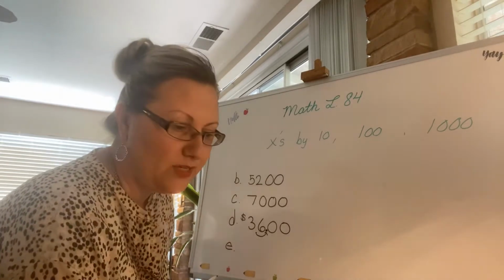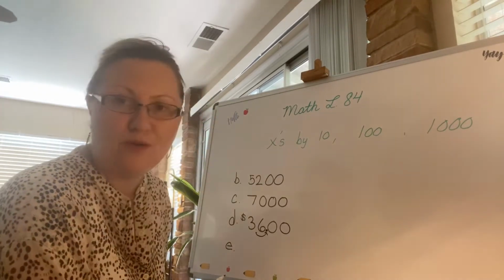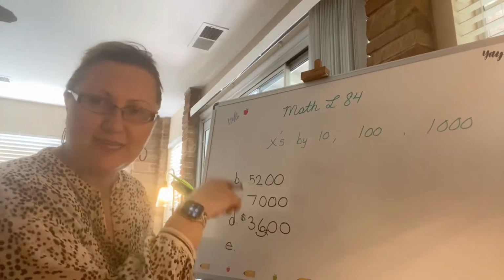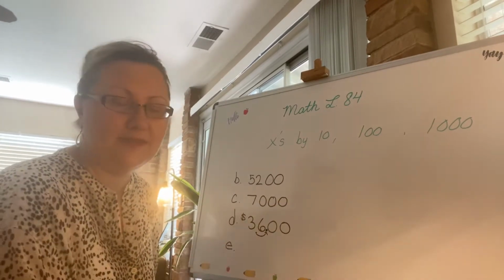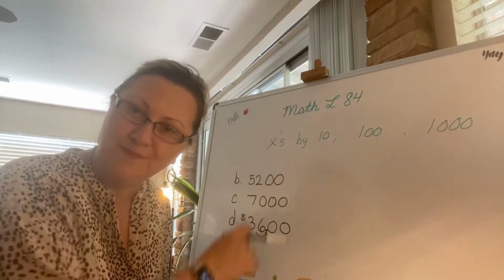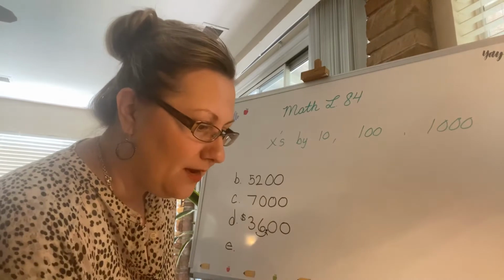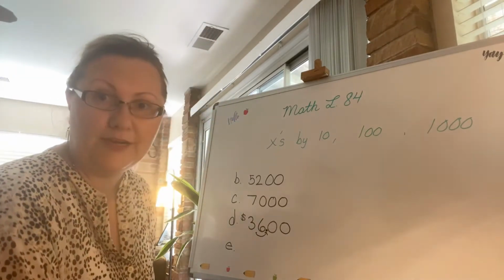Okay. Add 1 zero, move the decimal point over to the right by 1 space. If you add 2 zeros, move the decimal point over to the right 2 spaces. If you add 3 zeros, same thing, but move the decimal point over 3 times. Okay, so that leads us to letter E.